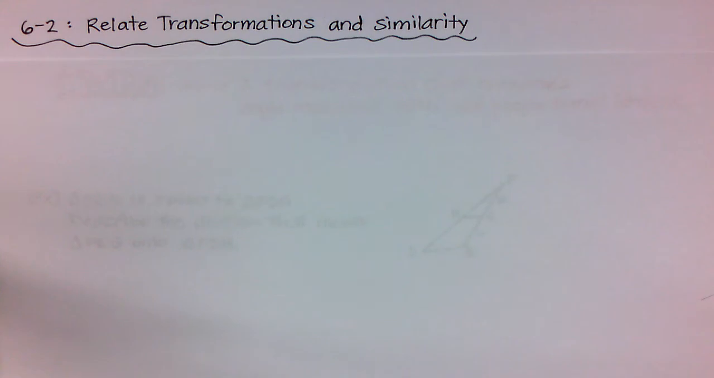Hello class, this is lesson 6-2 in your textbook titled How to Relate Transformations and Similarity. We talked about transformations before and there were 3 different types if you recall, but there's a new one that we're going to talk about now which is called a dilation.